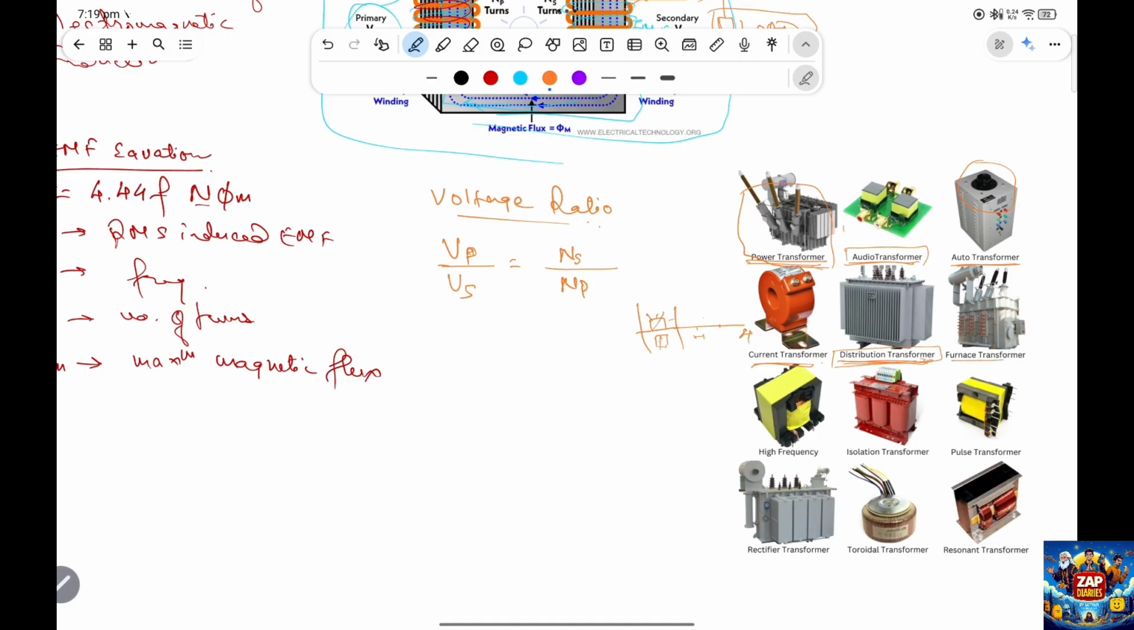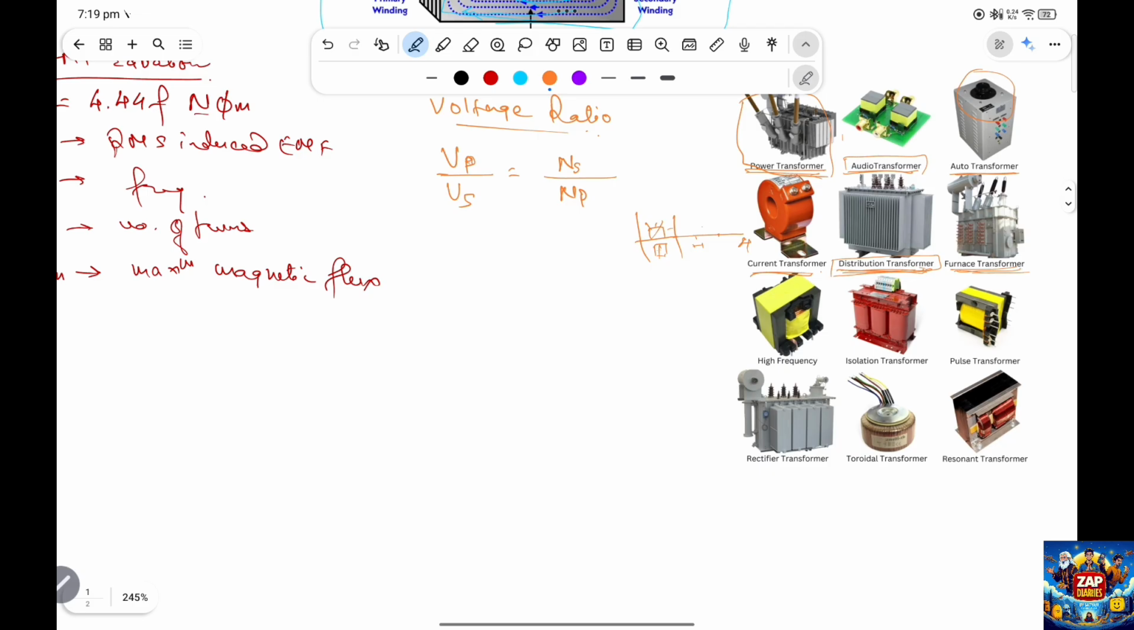Then we have a furnace transformer. This type of transformer is used in boilers. Okay, then high frequency transformers and isolation transformers. These are a very important tool from the electrical safety point of view. This actually isolates from substations, from higher voltage transmission lines, and these are used to isolate the whole substation from those lines. Like if there is a major fault or some maintenance work is going on, this comes in handy.